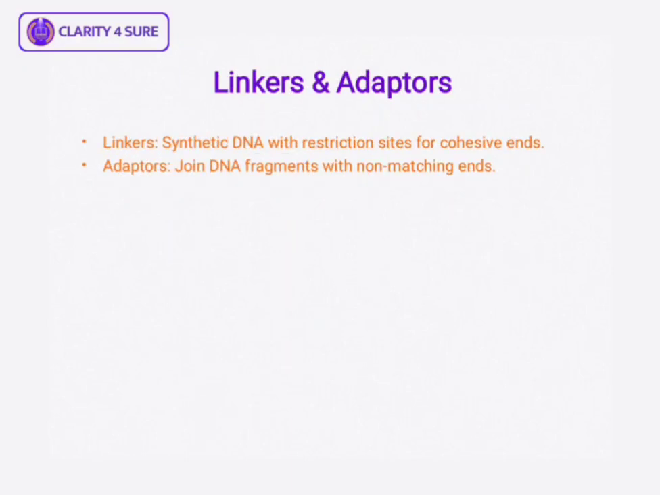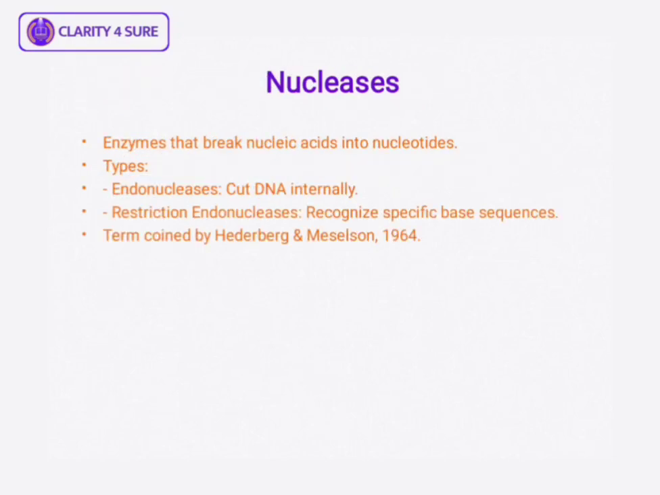Next we are moving towards recombinant DNA technology, RDT. The first one is linkers. Short double-stranded DNA sequences with restriction enzyme sites used to create cohesive ends for ligation. I hope you will remember. Next we have adapters, which are short DNA segments used to join DNA fragments with incompatible ends, used in cloning foreign genes into plasmids.